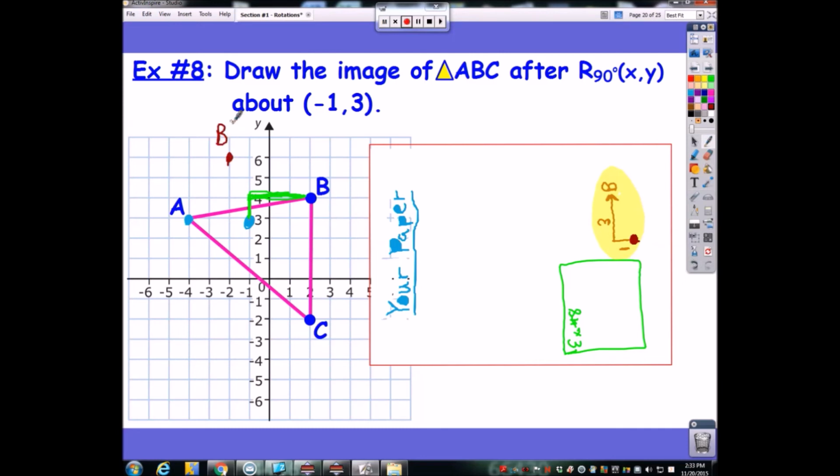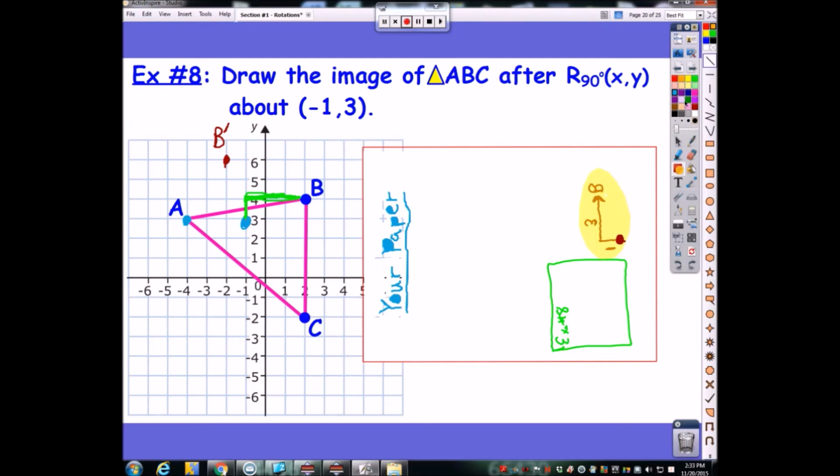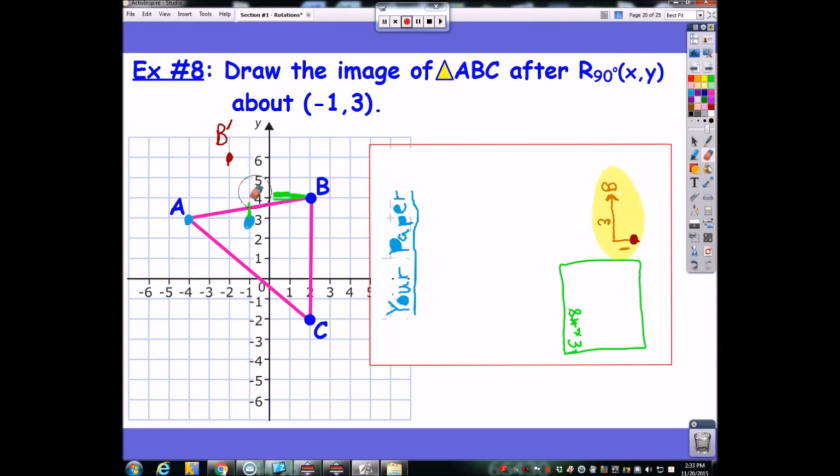And there's B prime. Now, if I made a quick line here in red, from B prime to the center of rotation to B, does that look like I've moved 90 degrees counterclockwise? I'd say, yeah, that looks like a pretty good 90-degree angle. So I can feel pretty confident that I did that correctly.